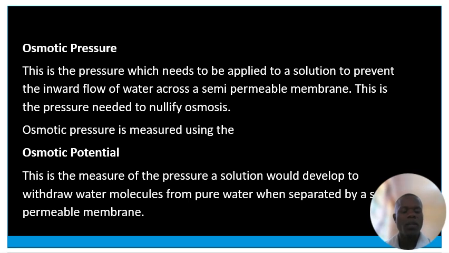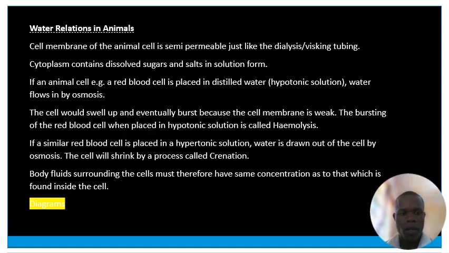So let's now define what an osmotic potential is. An osmotic potential is the measure of the pressure of a solution that will develop to withdraw water molecules from pure water when separated by a semi-permeable membrane. Then let's see what we call water relations in animals, the relationship between water and animals.